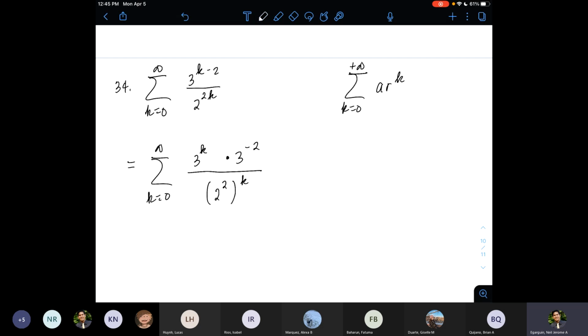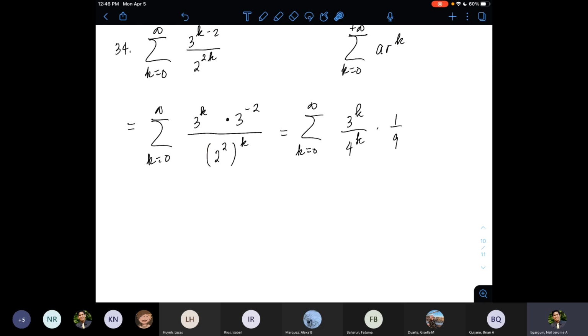And now what we'll do here is this. I can write it now as 3 to the power k over 4 to the power k times 1 over 9, right? How do I get the 1 over 9? That came from 3 to the minus 2, right? And then 3^k is over there. 2 squared is 4, so that's why I wrote just 4 in the denominator, okay?